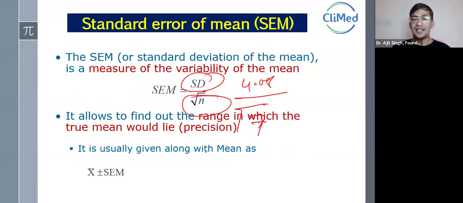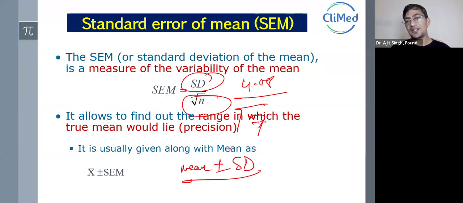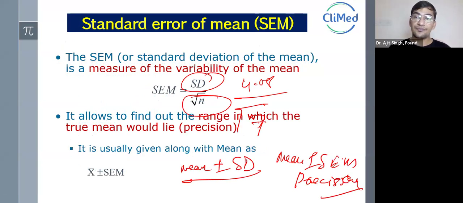So we usually write mean plus minus SD, right? It's not necessary. You can just write mean plus minus SEM. This shows more precision. Okay, guys, so that's all about the central tendencies and all.